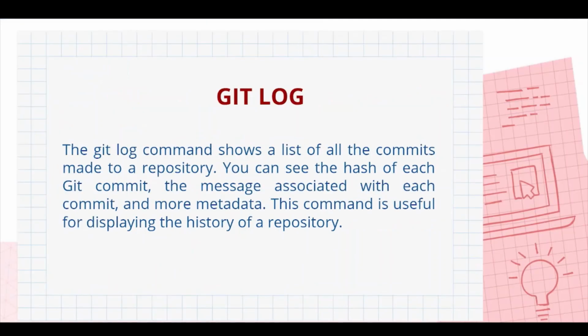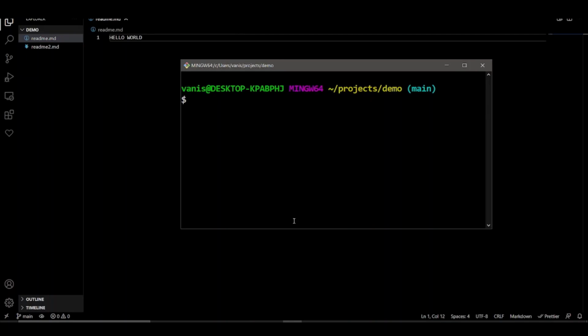So the first command is git log. The git log command shows a list of all the commits made to a repository. You can see the hash of each git commit, the message associated with each commit, and more metadata. This command is useful for displaying the history of a repository. Let's walk through an example to illustrate how the git log command works. We have been working on a repository called demo in this session. Now we want to see a list of all the commits we have pushed to a repository. To do so, we can use the command git log.